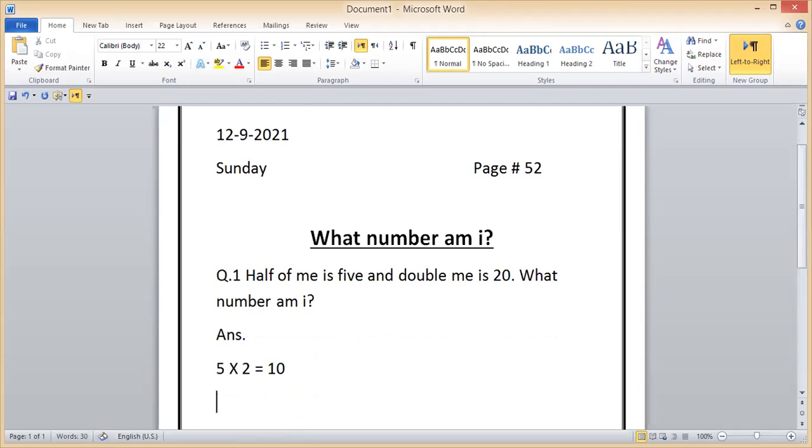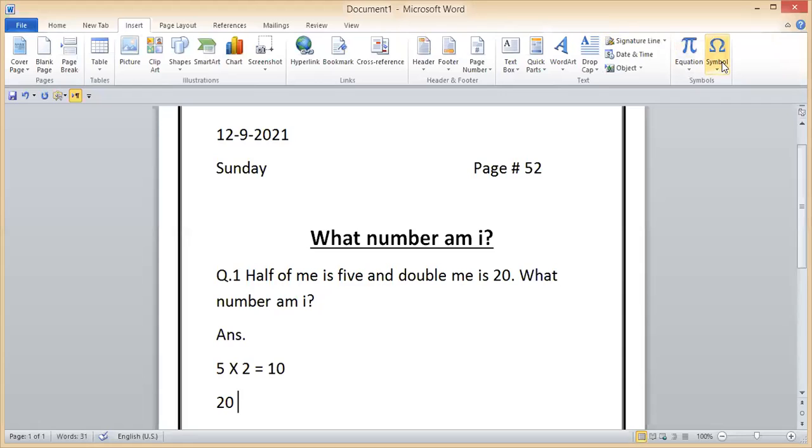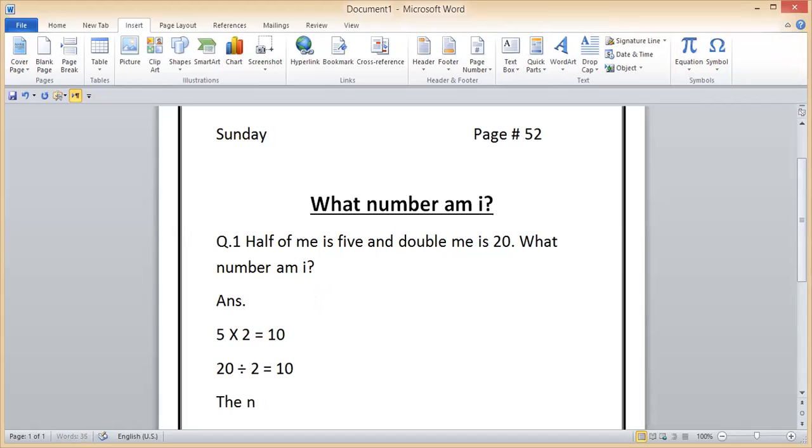Or you can also find out: double of that number is 20, so find out half. Which number is there? 20. Write 20, then divide by 2 equals 10. So the number is 10. This is the answer.